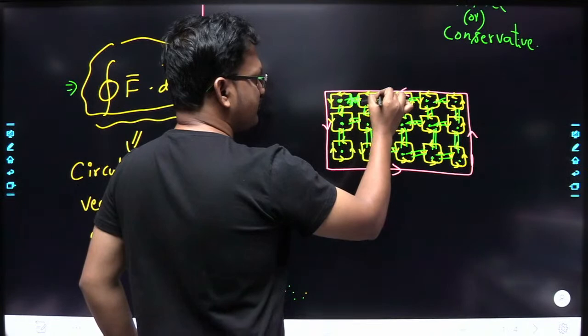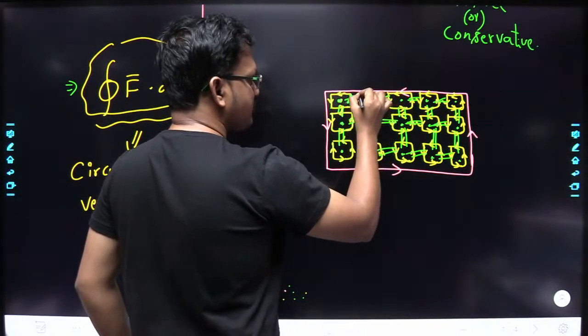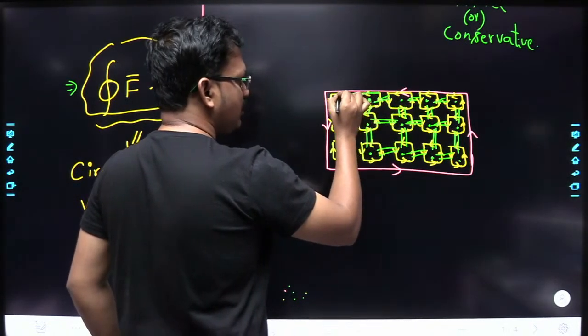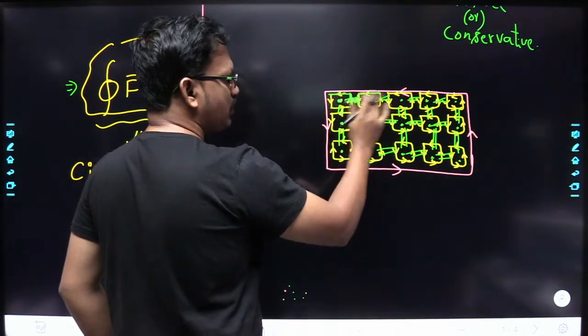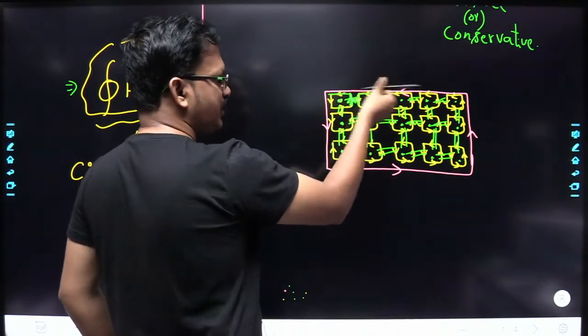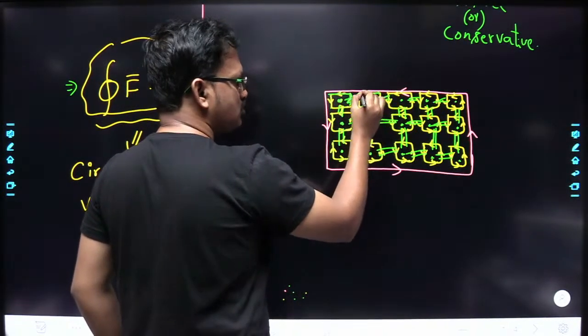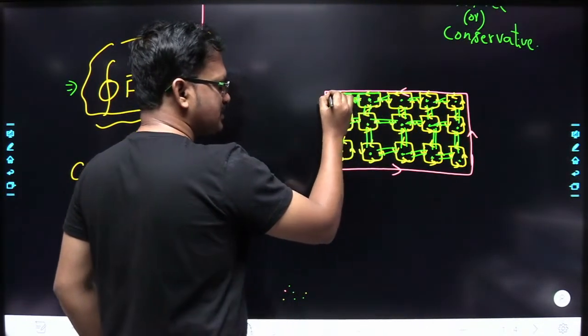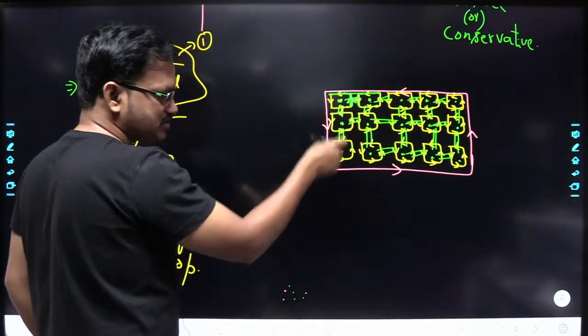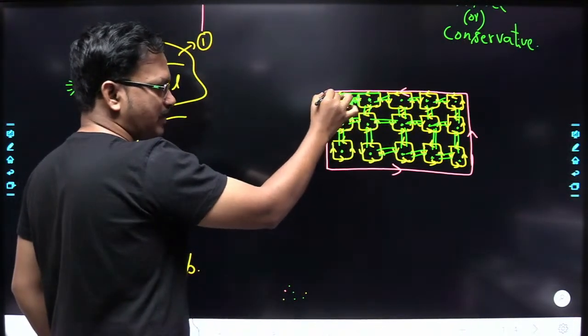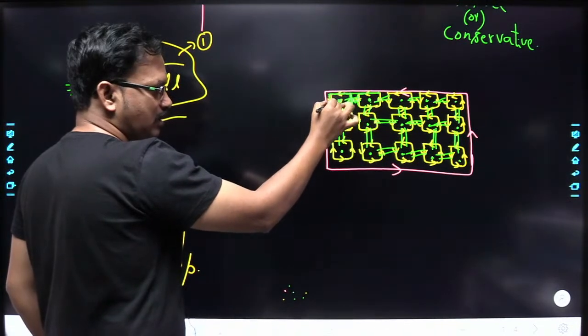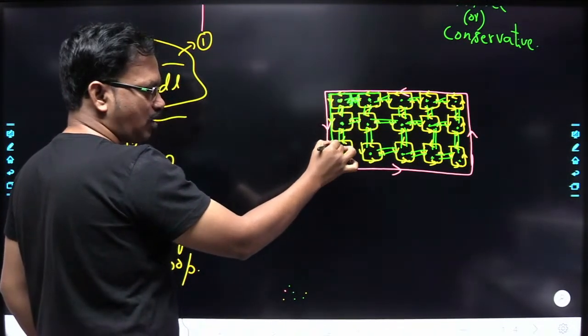So the field is circulating along this line, and here the field is circulating along this line. Yes or no? Whenever you add these two, this is pointing in this direction, and this is also pointing in the same direction. So these two will get added up. In the same manner, whenever you add the circulations along this direction, then what will happen? This one and this one and this one all will get added up.